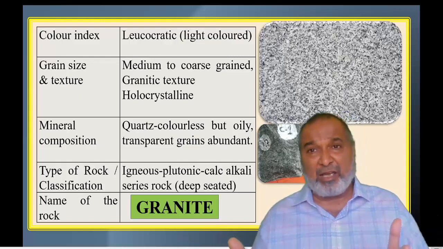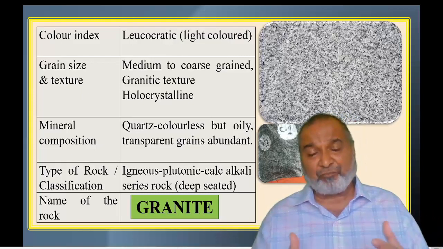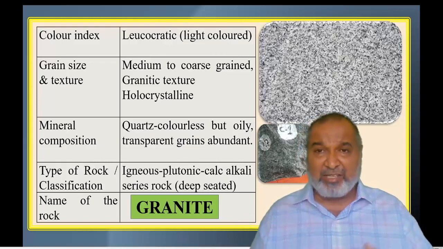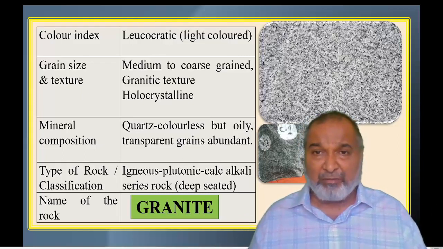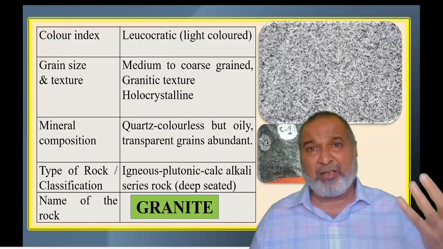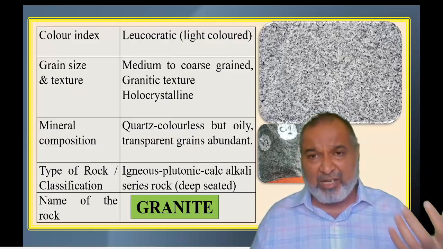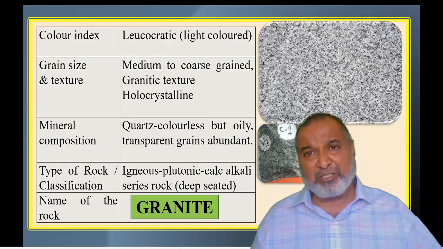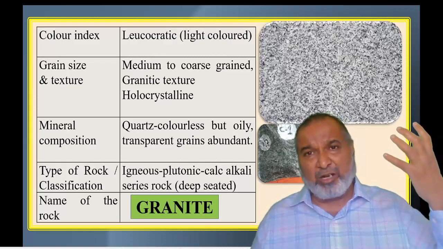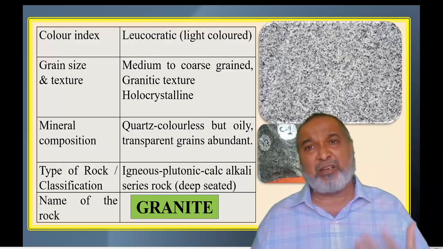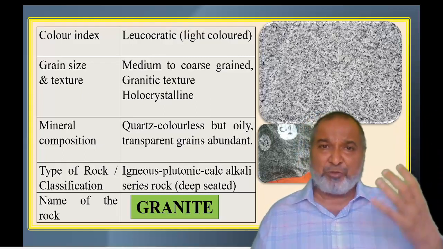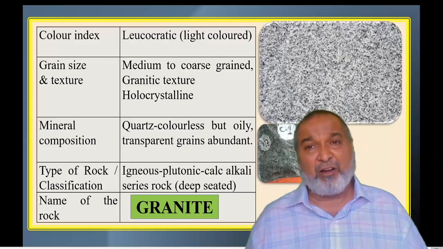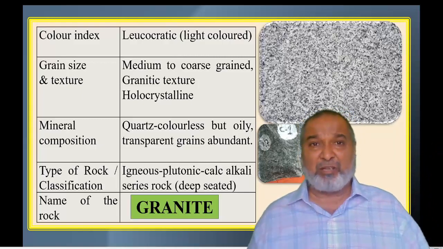These are called hypabyssal rocks, but their crystal size is greater than the plutonic ones. This is the exception, because these particular rocks crystallize at a very late stage, and due to the vapors and gases, it takes a longer time than what is required in the plutonic ones. So the only exception is pegmatite, and that is the hypabyssal one.